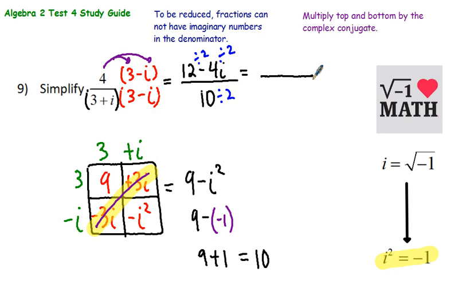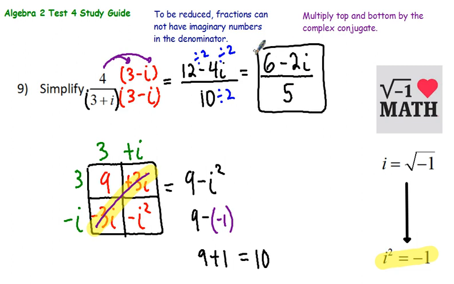It's a package deal. It's got to go into everybody. All right, 12 divided by 2 would be 6. Negative 4i divided by 2 would be negative 2i. And then 10 divided by 2 would be 5. And that's what our fraction would be reduced. And we accomplished our objective of getting the i out from underneath the bottom. So the i is not on the bottom. It's on the top. That's okay. I'm just trying to get it out of the denominator.